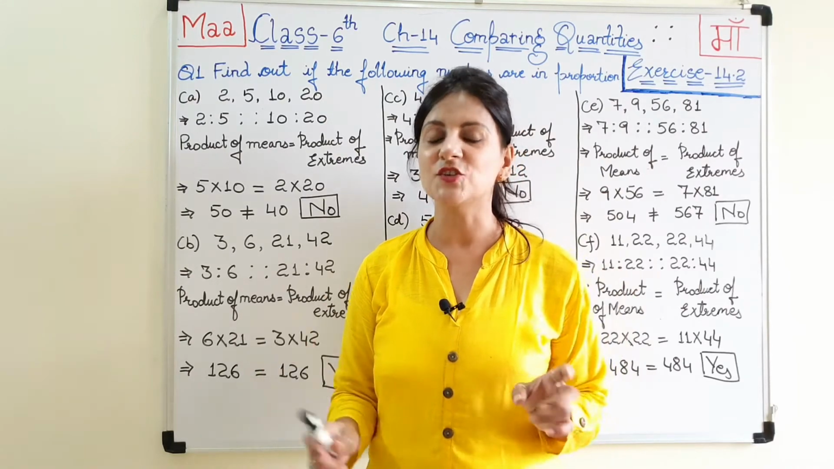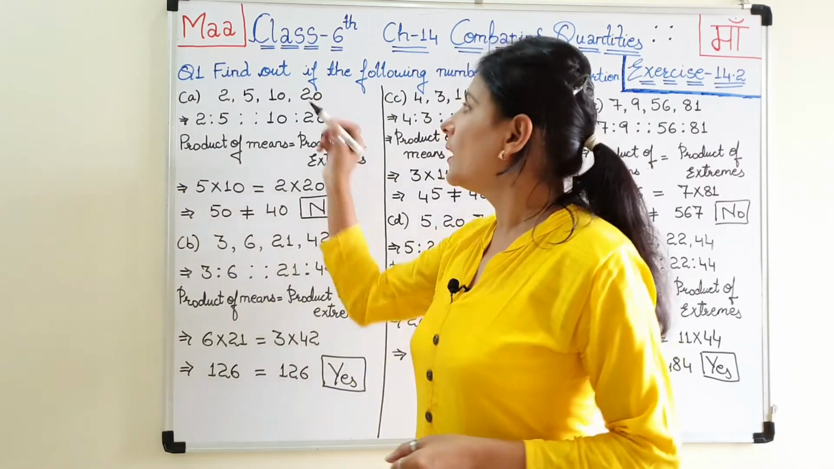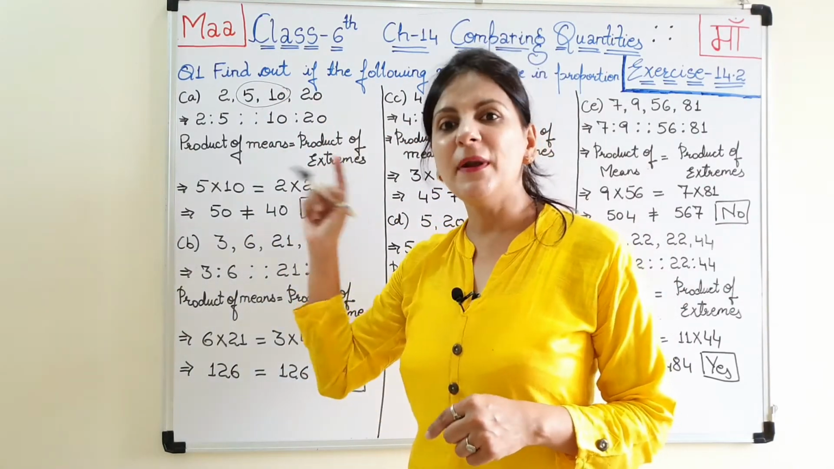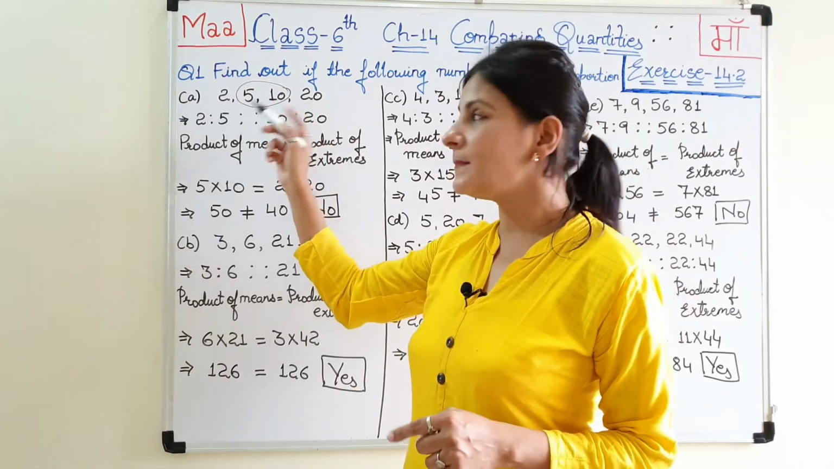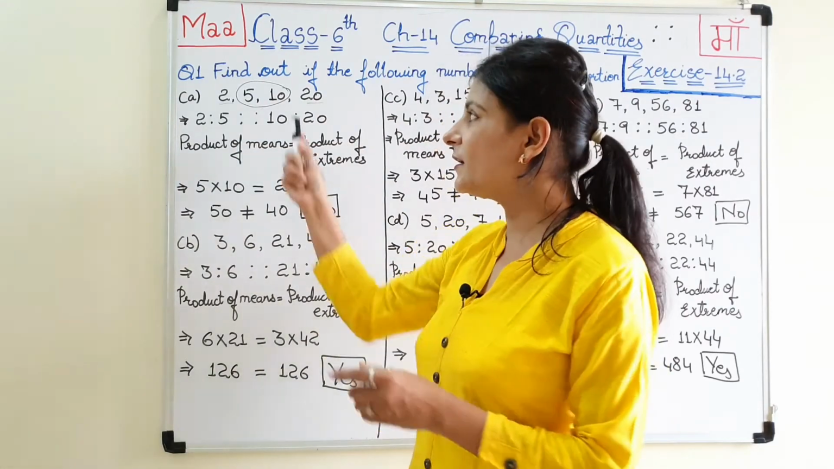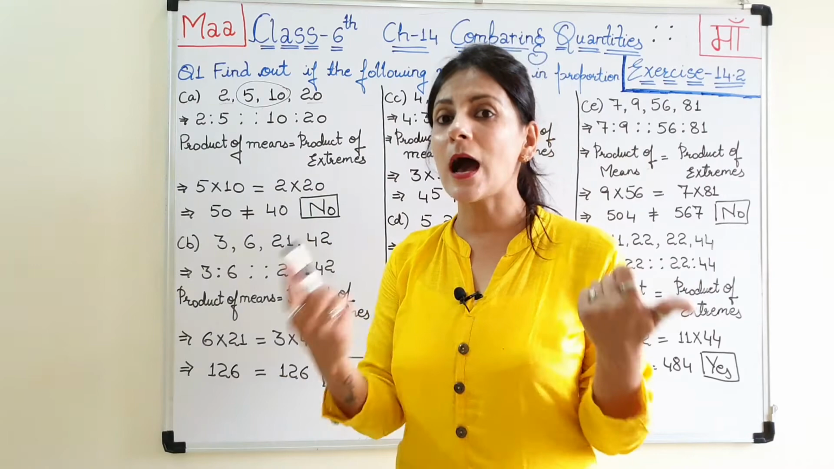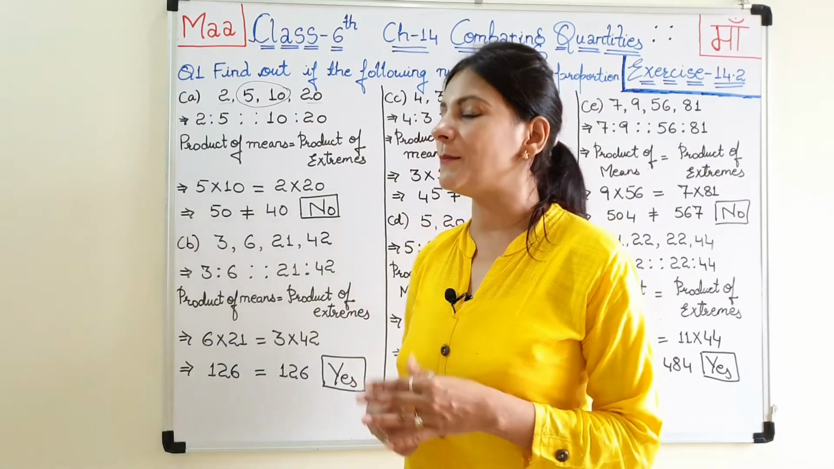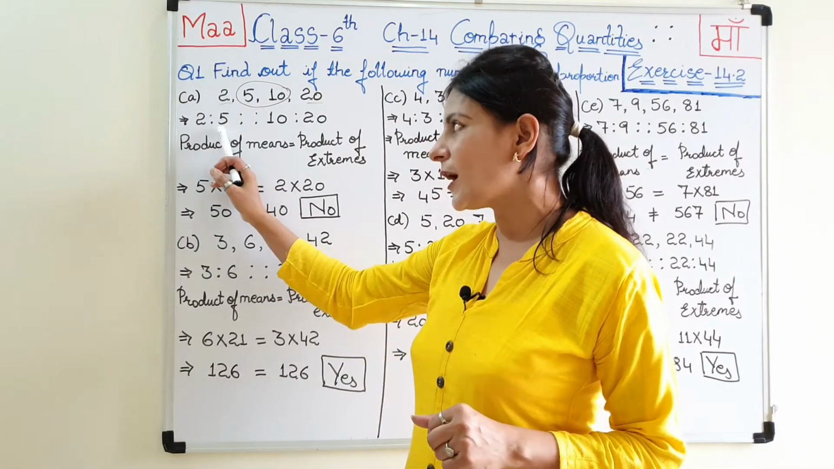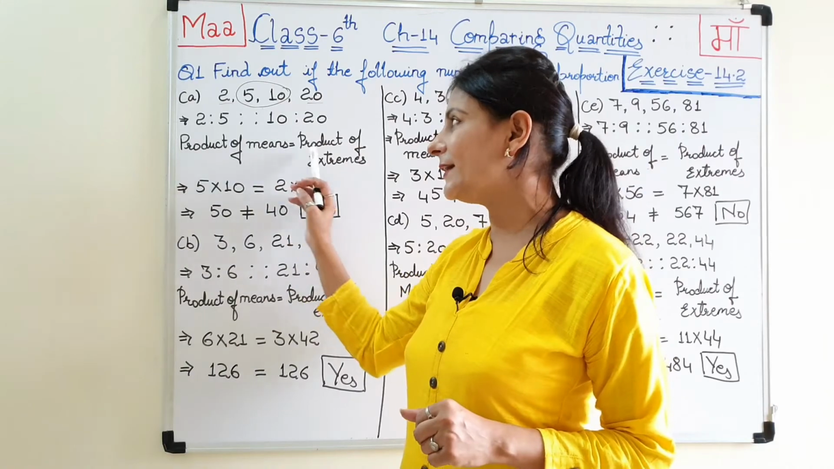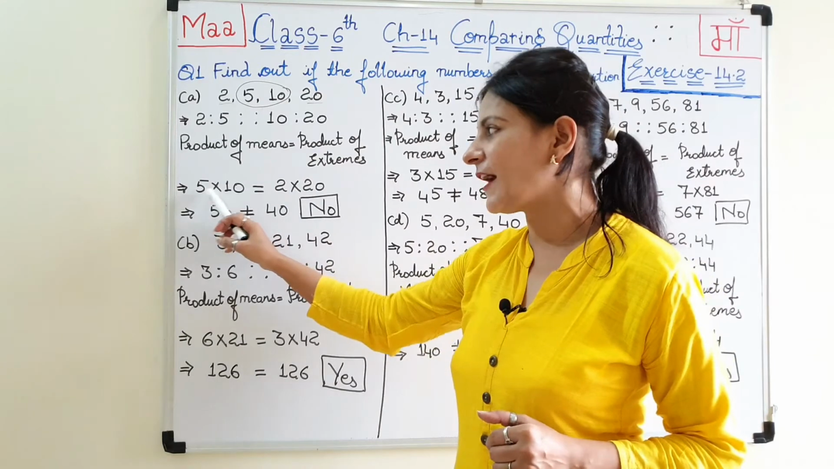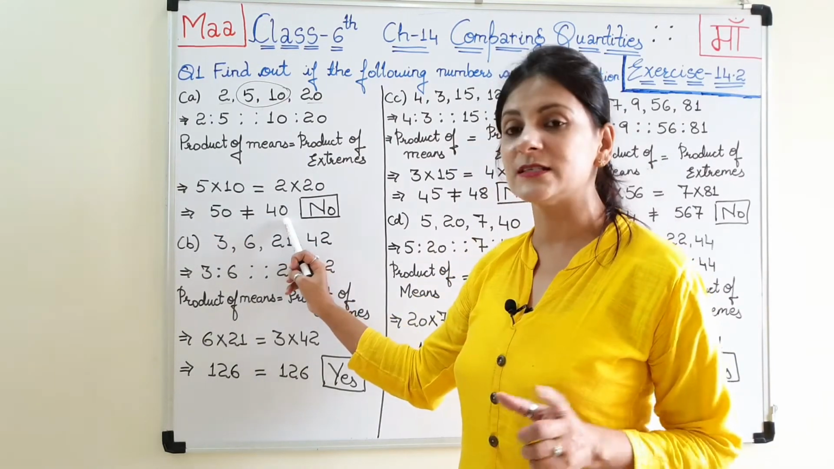Product means multiplication. Now the meaning of means is middle values, and extreme means the outer values. These 5 and 20 are the outer values. The inner values are called means and the outer values are called extremes. And product, I already told you, means multiplication. So product of means: you have to multiply the middle values 5 and 10, and on the other side multiply the outer values, 2 and 20. So 5 into 10 is 50, and 2 into 20 is 40.